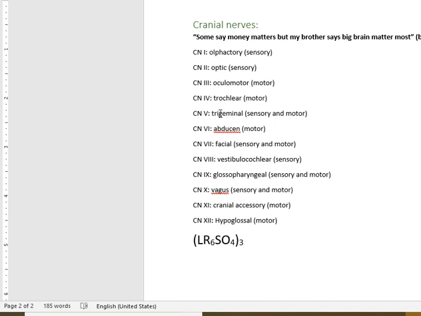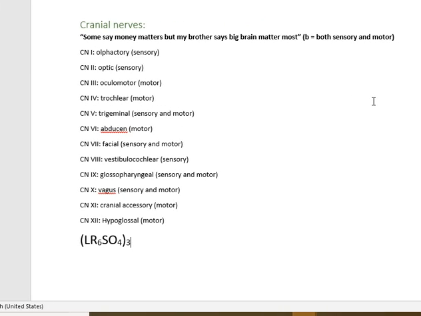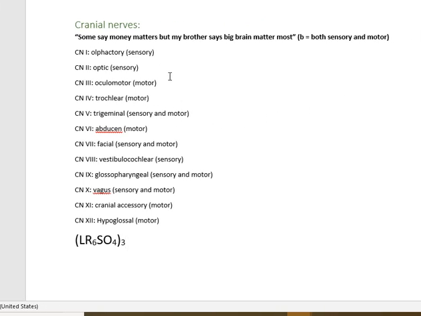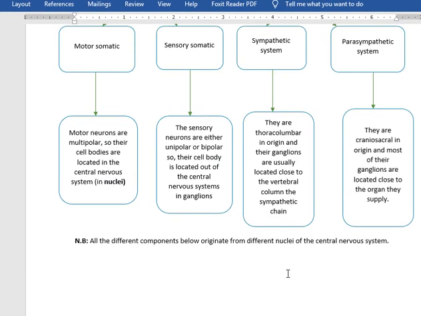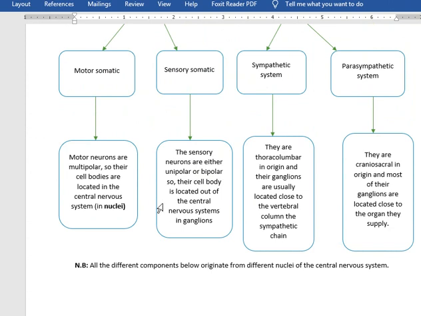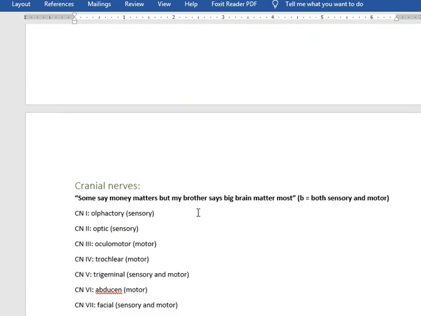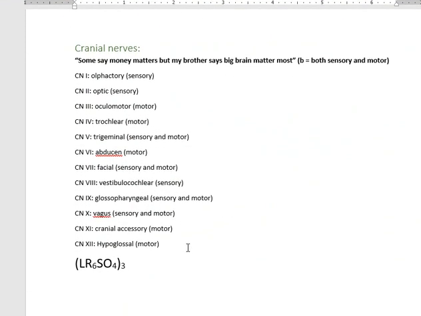Now the next one, you have the trigeminal nerve. Trigeminal nerve is sensory and motor. Now question: initially, above, on the first page, we agreed that sensory neurons are unipolar and that they have their ganglion outside of the central nervous system. So it implies that all the nerves that you see having sensory will have largely ganglions outside the central nervous system. The olfactory one has a ganglion called the olfactory bulb.